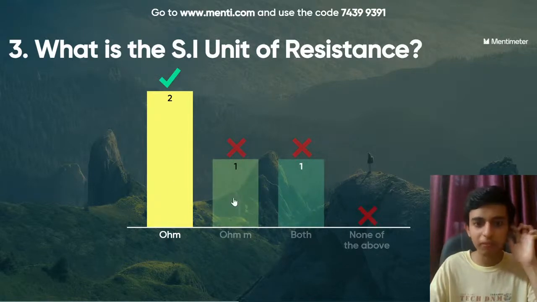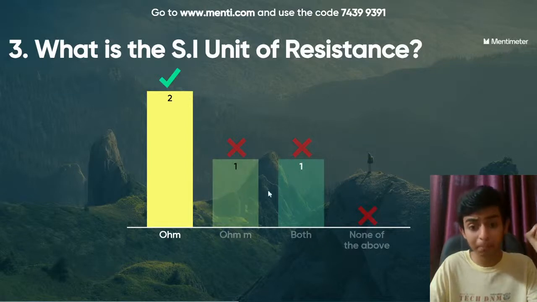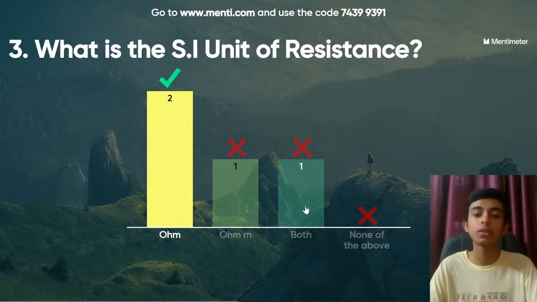Two people saying ohm, one person saying ohm meter, one person saying both. No, resistivity has the SI unit of ohm meter. SI unit of resistance is going to be ohm.